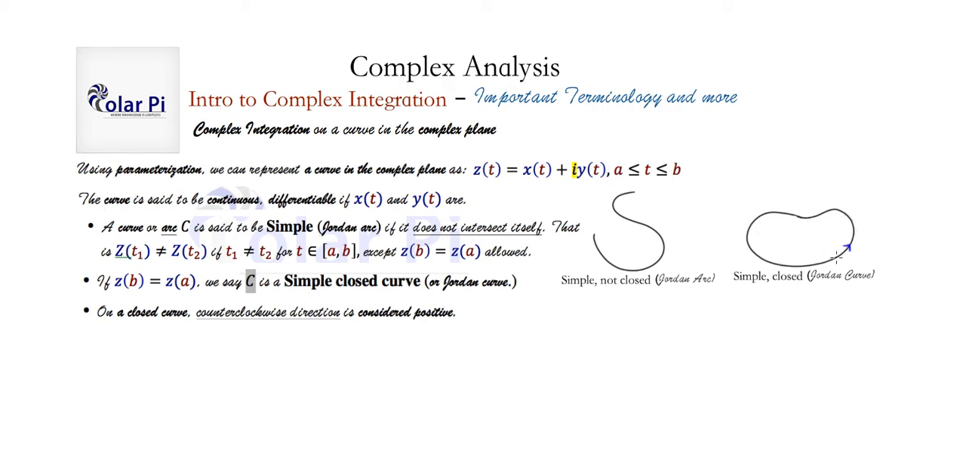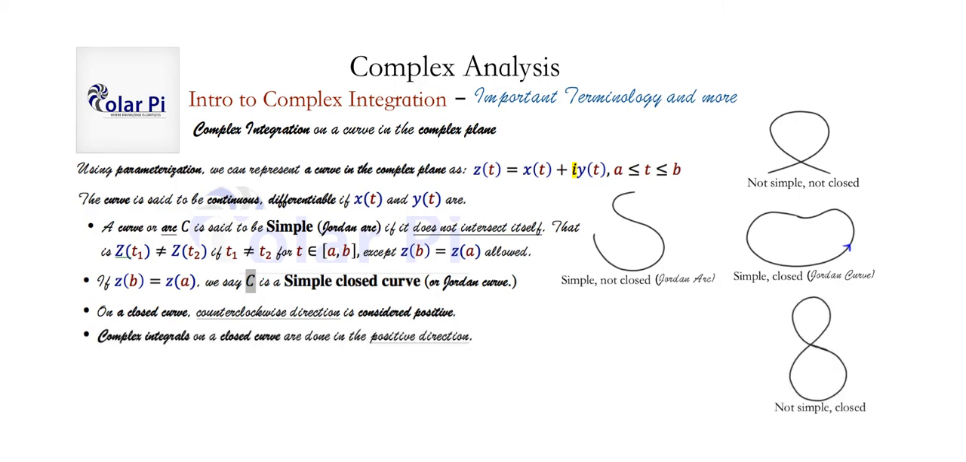If you go clockwise, then the integral is going to be the negative of what you'd get if you went counterclockwise. So it's equivalent to the integral from a to b versus b to a. And now the promised visual: this is not simple and not closed, and the figure 8 is not simple but closed.